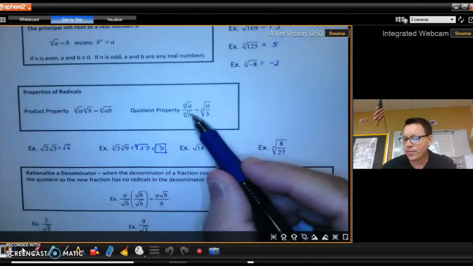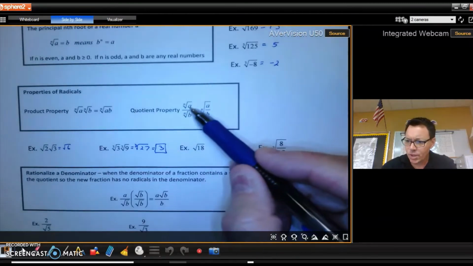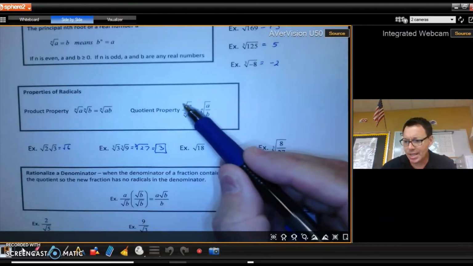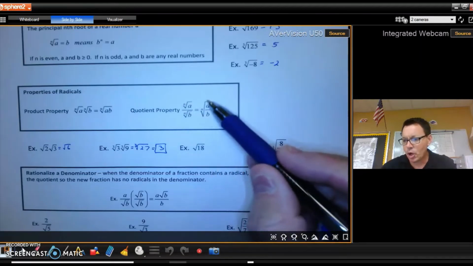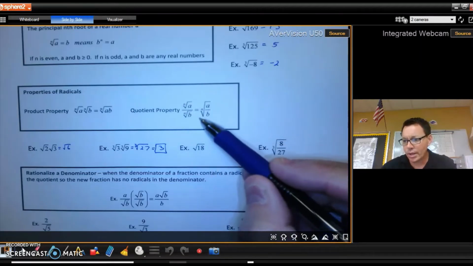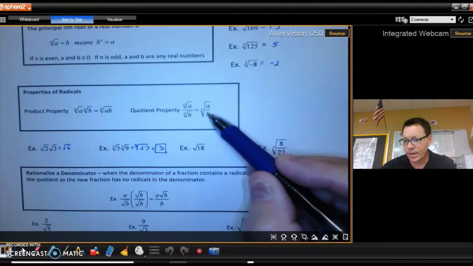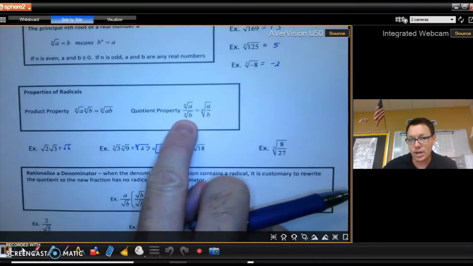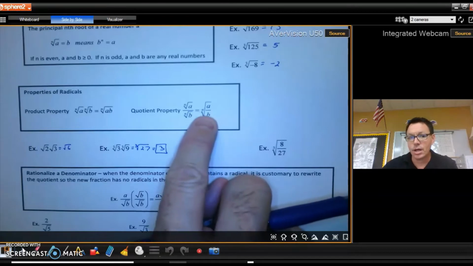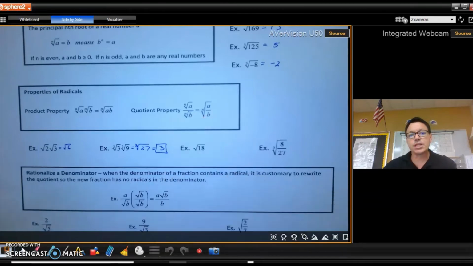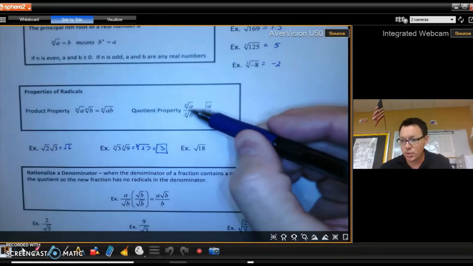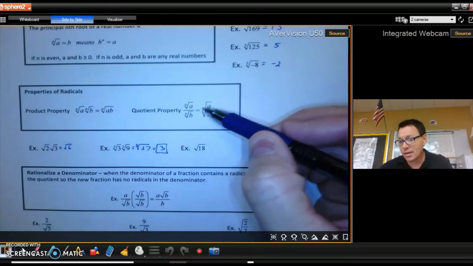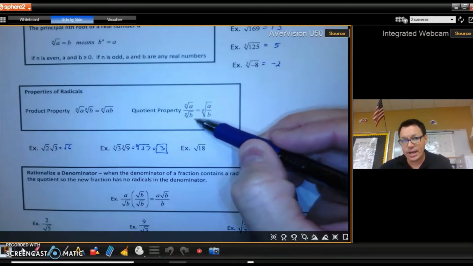Same way with fractions. If you are dividing and they have the same index, then you can put them all together under one radical. So it's one fraction under a radical. Now, this also can go the opposite direction. If you have a fraction under a radical, you can split that fraction up into 2 radicals, and then a lot of times you can simplify after you do that.